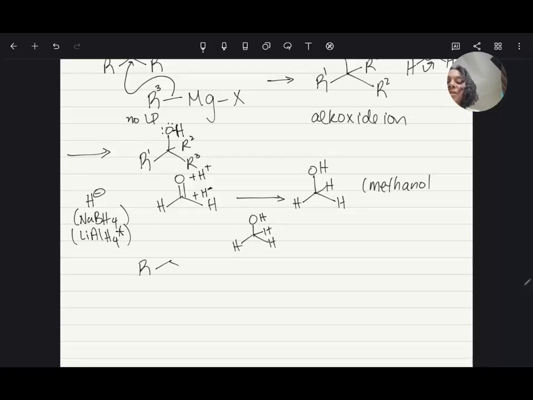If we started with a different aldehyde that only has 1 hydrogen on there, we would do the same thing: break the carbonyl, add your hydrogen, and then add your other hydrogen. So I'm going to put a star here representing what we're adding.